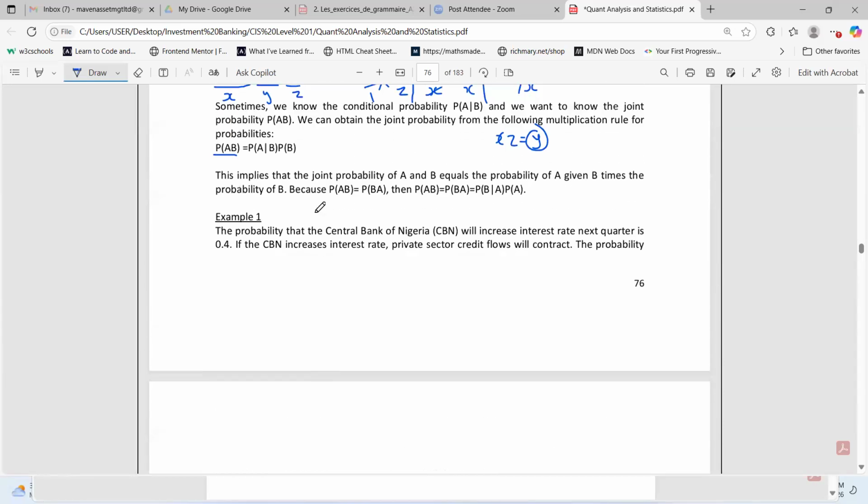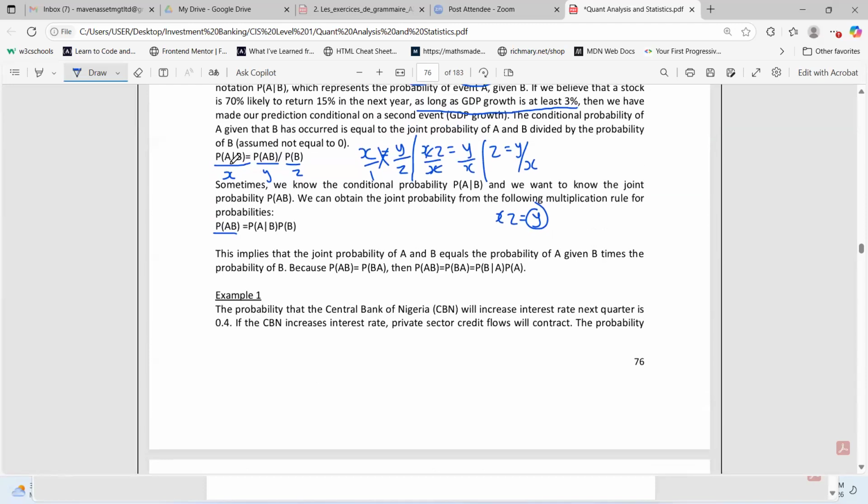X. X does not have "and" embedded in it. X says probability of A given that B has occurred. What does Y say? Y is the probability of A and B. That's why you multiply them together. Are you following? Then Z is what? Just the probability of B. So based on this, you know that this example number 1 is requiring us to look for the probability of A and B, which is Y.